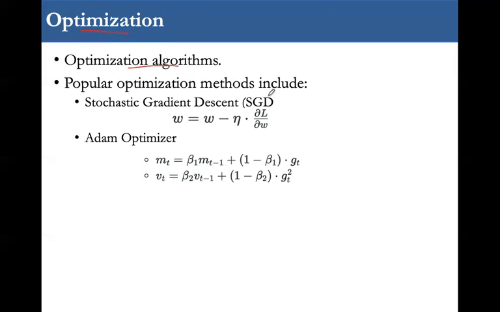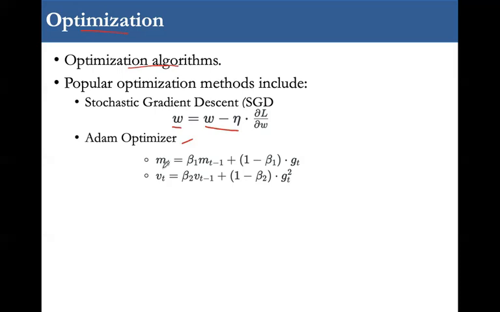Popular optimization methods include stochastic gradient descent and the Adam optimizer. We'll see what stochastic gradient descent is. This updates the weights based on a single sample or a batch of data, which is represented as W = W - η ∂L/∂W. What is an Adam optimizer? This is an extension of stochastic gradient descent that incorporates momentum and adaptive learning rates for more efficient training.